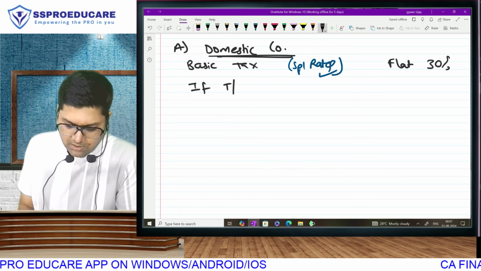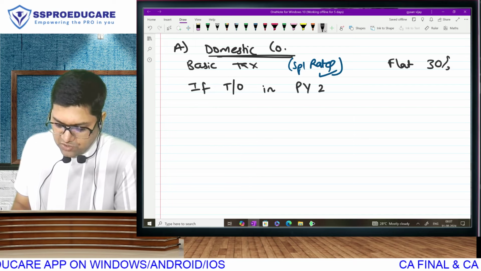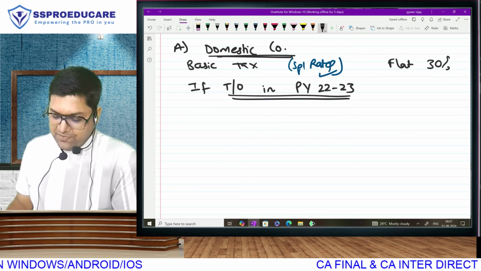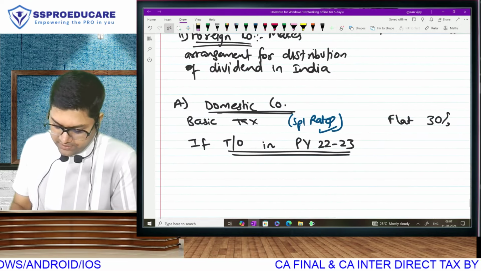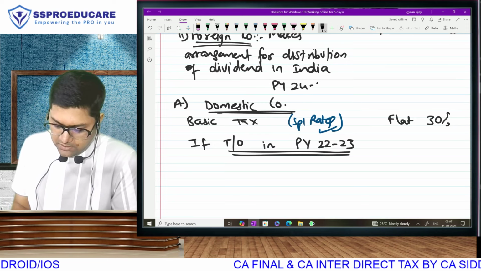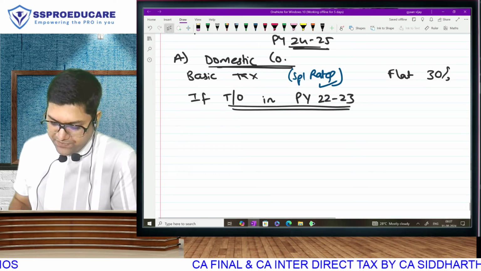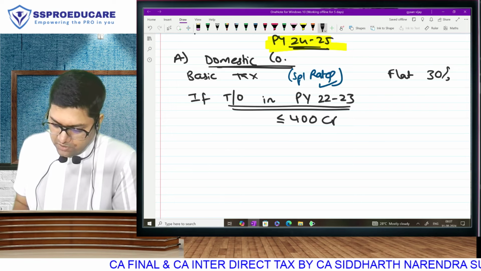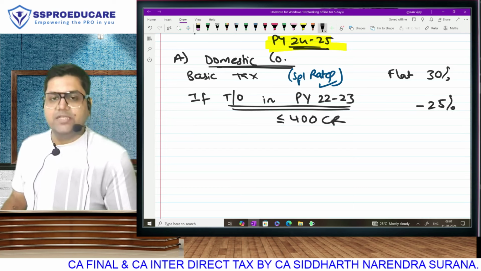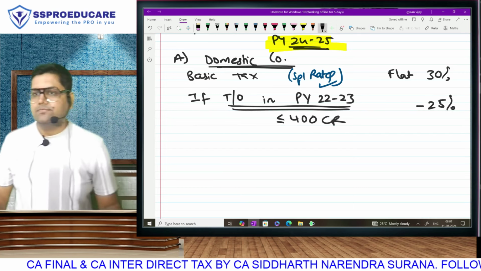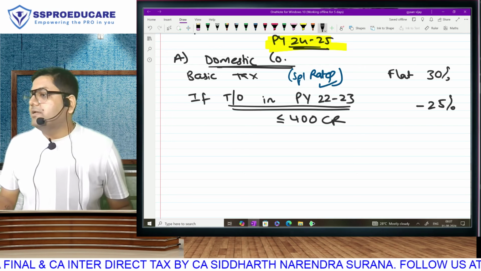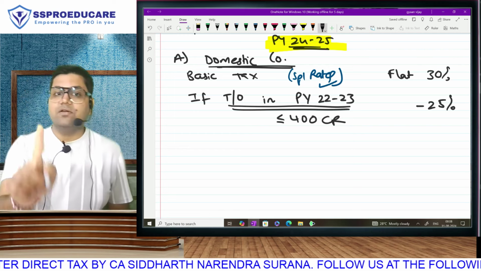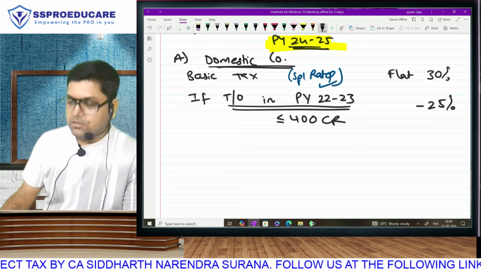If your turnover in the previous year 22-23, which previous year? 22-23. By the way, we are calculating tax of which year? These tax rates are for previous year 24-25, and we have to check turnover of which year? 22-23. If that turnover is up to rupees 400 crore, this 30% will change to 25%. If turnover of 22-23 is not exceeding, once again give importance to equal to: less than or equal to 400 crore, then it is going to be 25%.